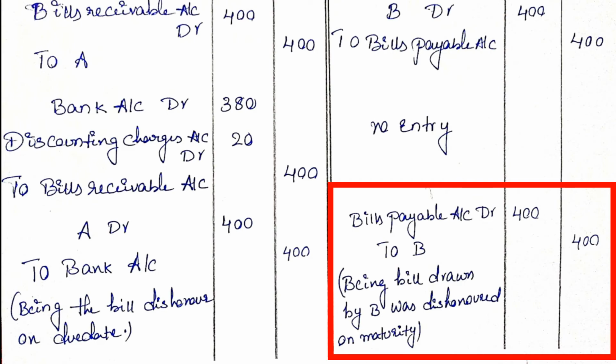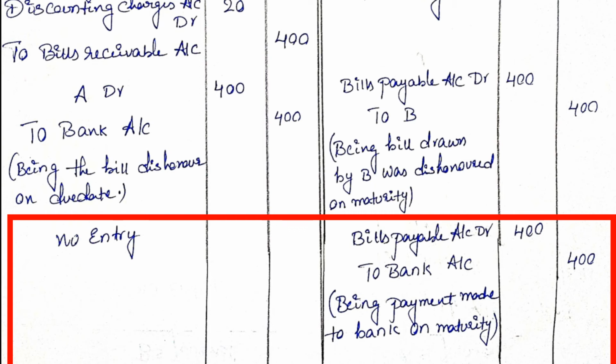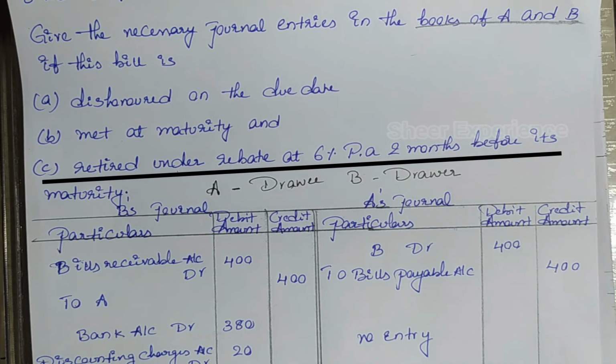Our second scenario is bill met at maturity, which means A paid the bill amount to B on the due date. There won't be any entry in B's book because B has already discounted the bill with the bank. Now A pays the bill amount to the bank. So the entry in A's book is bills payable account debtor to bank account. Amount is 400.